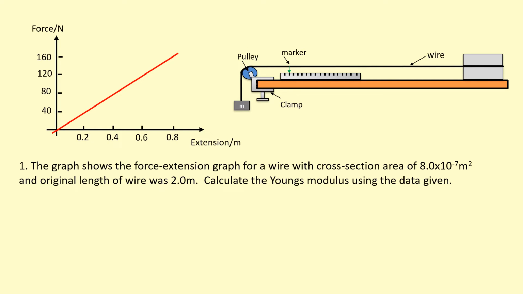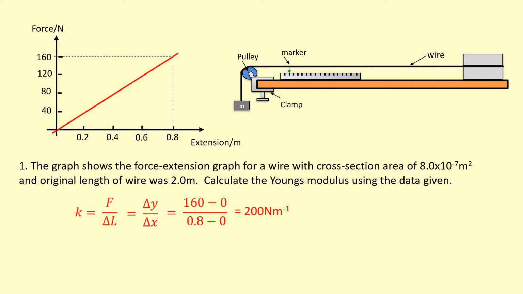Once we have that, we can use the force extension graph, and hopefully remember the gradient of the force extension graph, change in y over change in x, is the stiffness constant. So here 16 over 0.8, that gives us a stiffness constant of 200 newtons per meter.